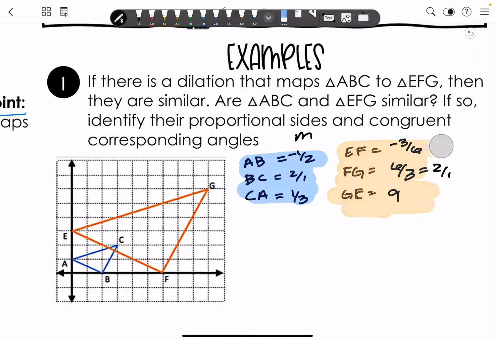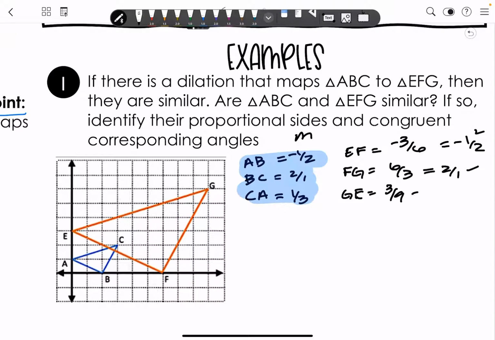I think I've got this backwards real quick. So EF down 3 over 6. There we go. So that was right. FG up 6 over 3 gets us 2 over 1. So these are, so far, not only proportional with the slopes, but we're also finding out that they have the same slopes. And then GE finally has 1, 2, 3, up 3 over 9, and that simplifies to 1/3 as well. So right here, we've got our corresponding points as well.